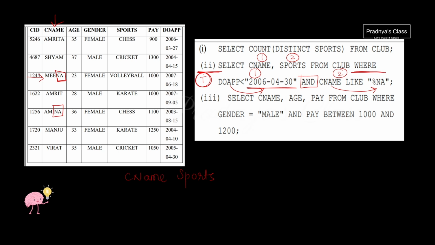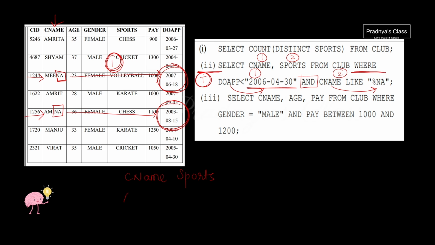We have 2 records which are matching this criteria. Now look at the first condition. Date of application should be less than the mentioned date. For Mina, the date of application is 2007, which means it is greater than the mentioned one. Now look at Amina, the date of application is 2003. So ultimately only one record is satisfying both the criteria.